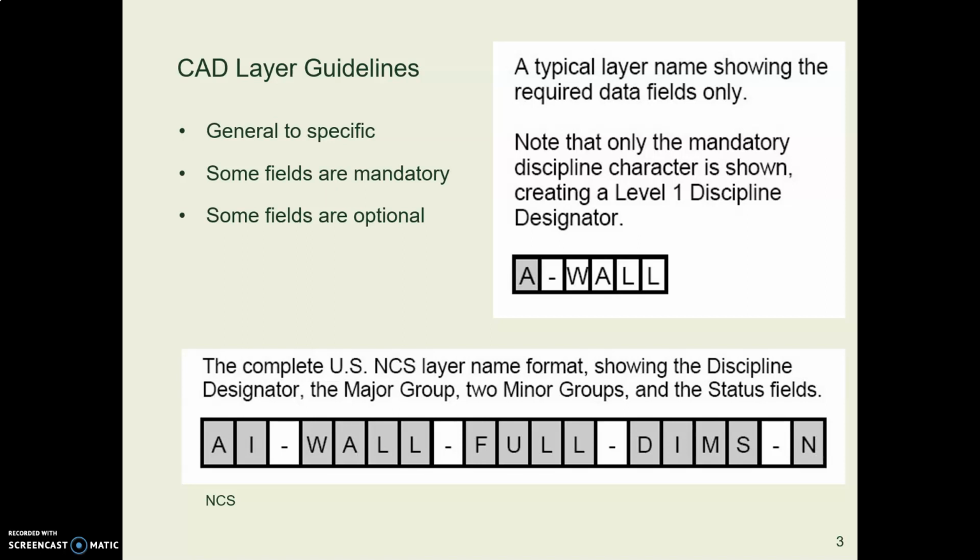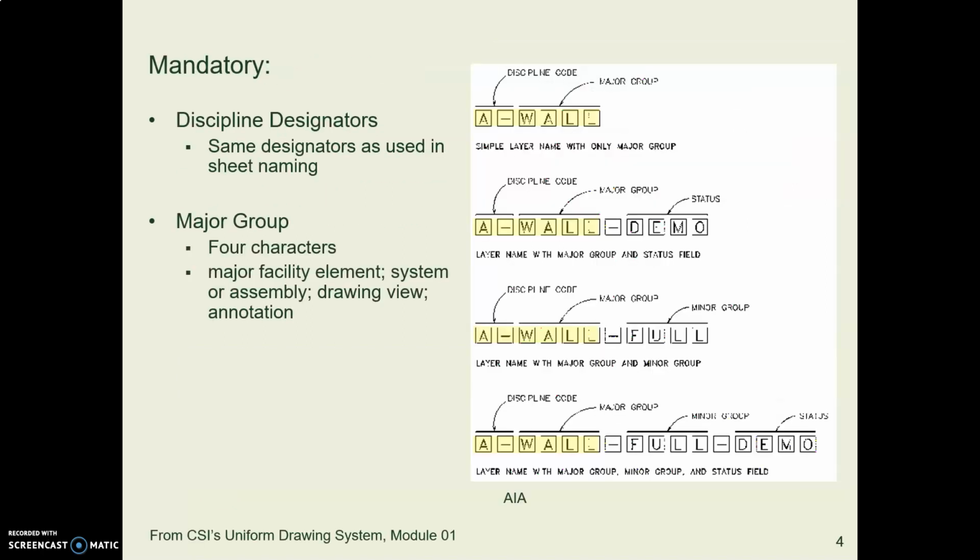In the name of your layer in your CAD drawing, it's kind of similar to sheet numbers in that we go from general to specific. So we'll start with A for architecture, and then we'll go to what kind of architecture thing is it? Like, is it a wall? Those first 5 characters are required. So you have to have the discipline. You have to say whether it's architecture or plumbing or electrical or whatever your category is. And you have to have the major group. So you have to say it's a wall or a door or something like that.